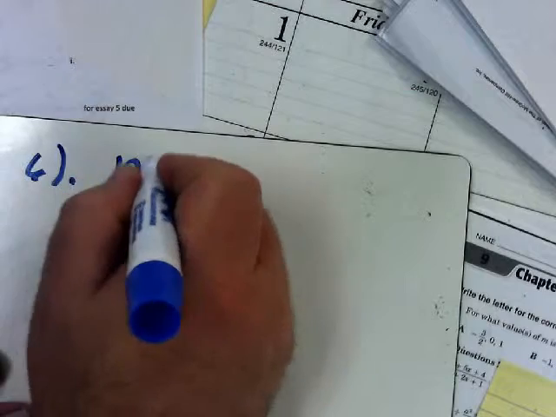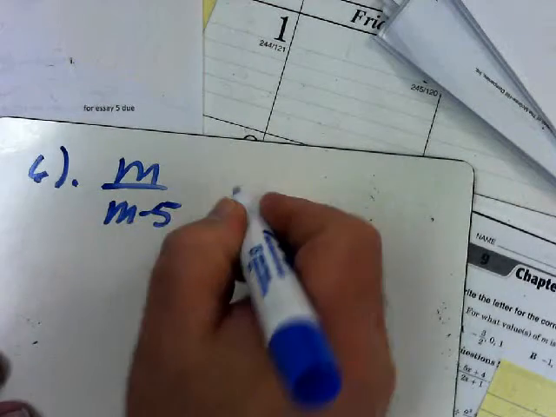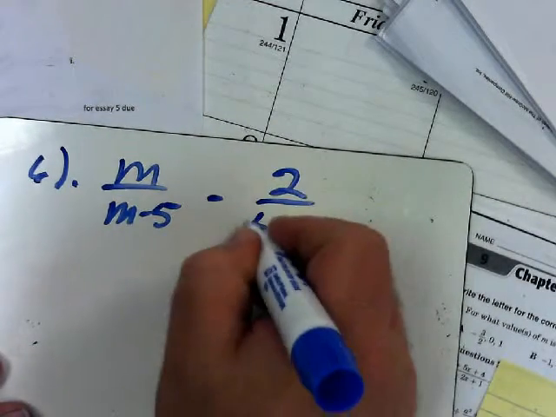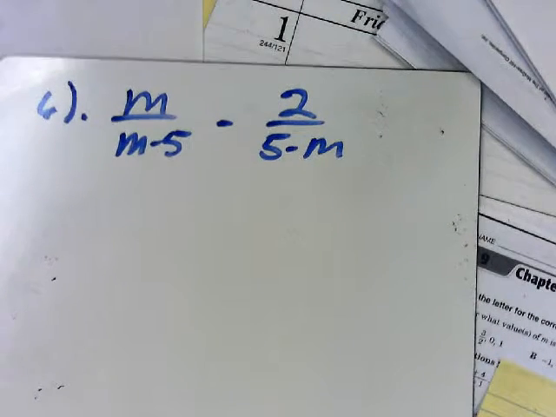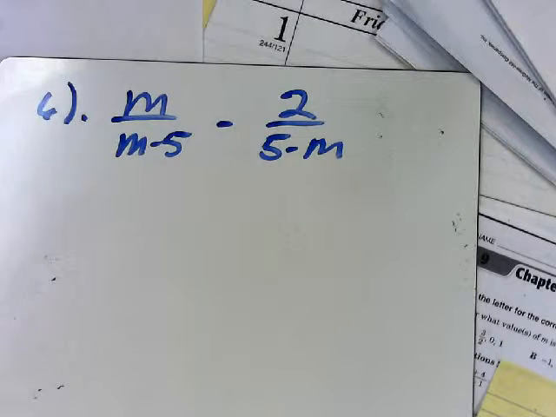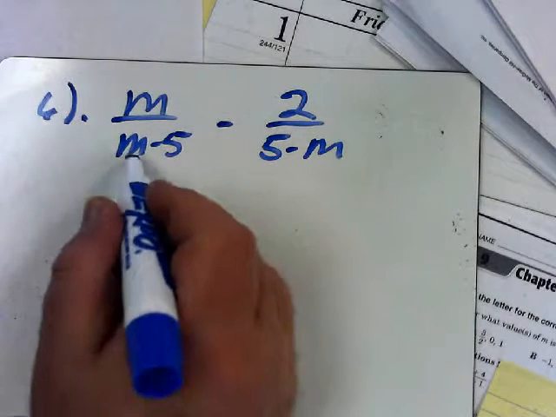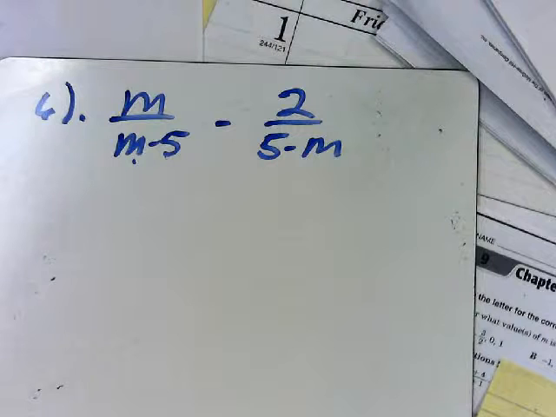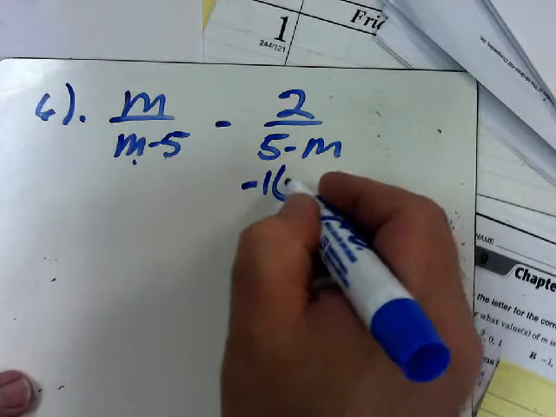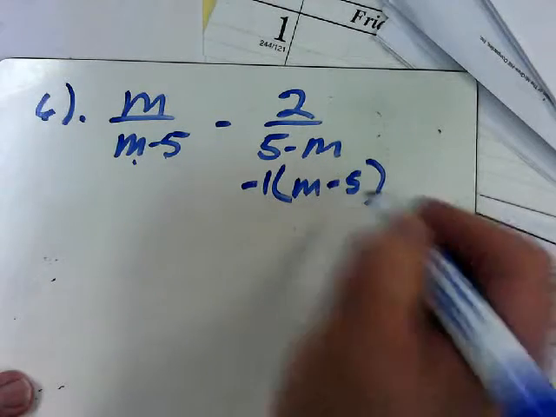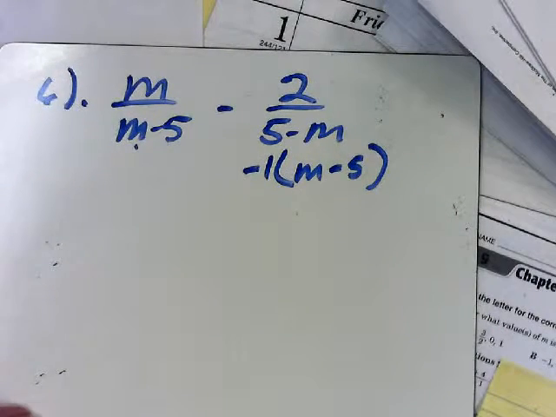Problem number 6. M over m minus 5 minus 2 over 5 minus m. Again, I'm adding, subtracting fractions. What do I have to have? How close is the m minus 5 to the 5 minus m? Very. Well, the signs are different, so you have a times negative 1. I'd probably take a negative 1 out of this and I'd be left with m minus 5. So what's my common denominator? M minus 5.